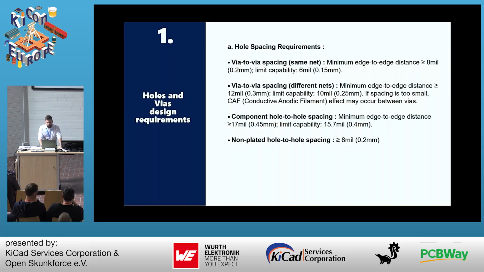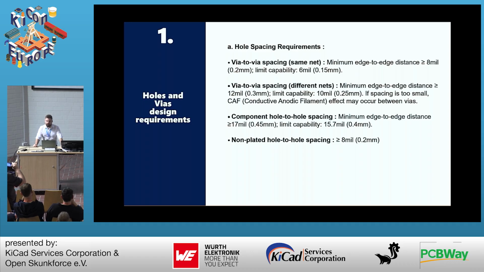Okay. So first of all, I will discuss the hole spacing requirements. When we talk about the spacing between via to via on the same net, you have to respect 0.2 millimeter at least on our standard line, but it can be possible to try to do 0.15 millimeter. You have to know that when I say it is possible, it also makes us take a risk by doing it. So you have to be aware of that.